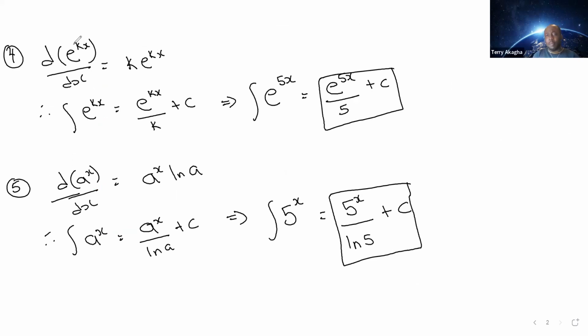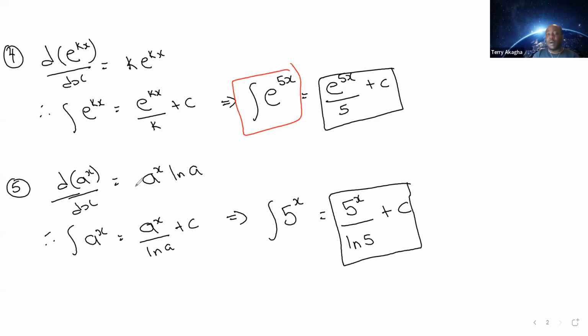For the exponential with a constant in the power, what you do is differentiate the kx, you get a value, and you now divide the original exponential by it. So, for instance, you have 5x. When you differentiate 5x, it's going to give you what? 5. So it's e raised to the power 5x divided by 5 plus c.